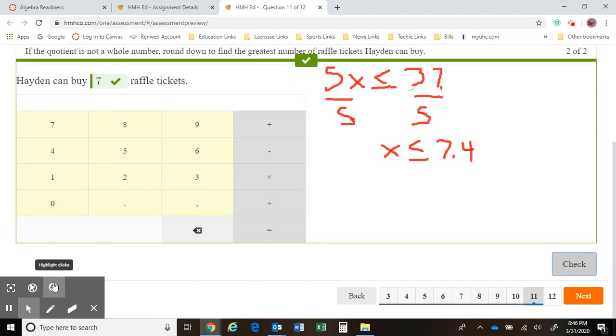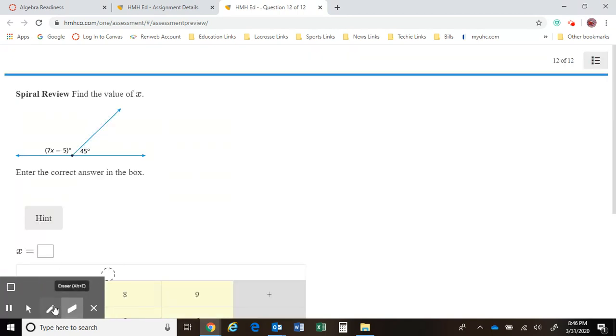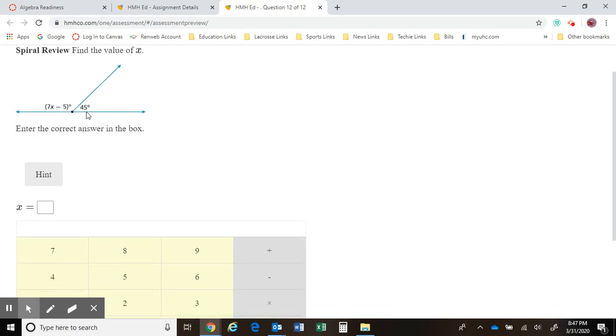Let me wipe the screen here, just in case it shows up on the next. All right, question number 12. Find the value of x. I've got two angles here. This is a straight line, and of course, straight lines produce angles that are supplementary. Two angles on a straight line, split by one line, are supplementary, so they add up to 180 degrees. And they're asking me to solve for x.